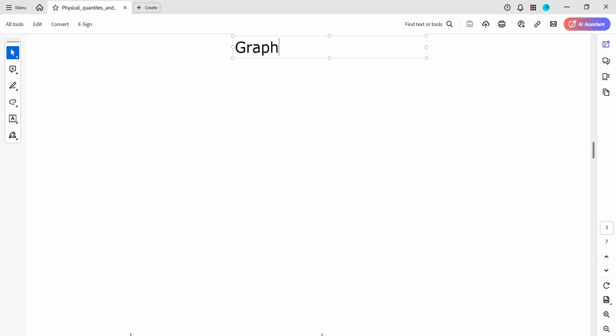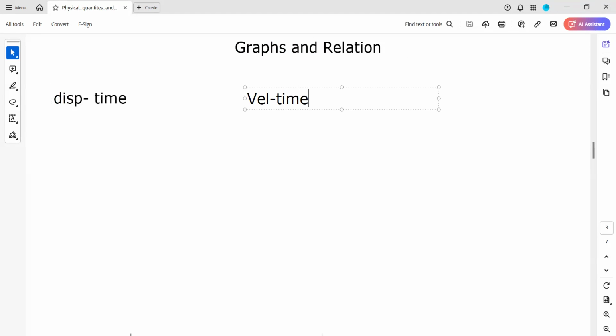So we have the graphs and relations between them. What type of graphs we have? As you can see, we were having a displacement time graph. We have velocity time graph. And we have acceleration time graph. Okay. You can relate these graphs with each other.